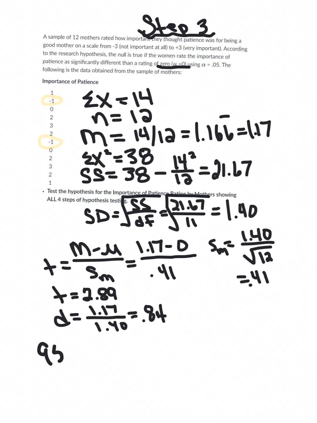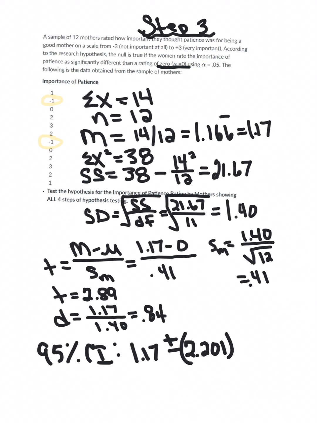Our 95% confidence interval is basically our sample mean, 1.17, plus and minus our critical value for a two-tail test. Since this is already two-tailed, we don't need to look up anything else. So we're going to put 2.201, in parentheses, and then multiply that by our estimated standard error.